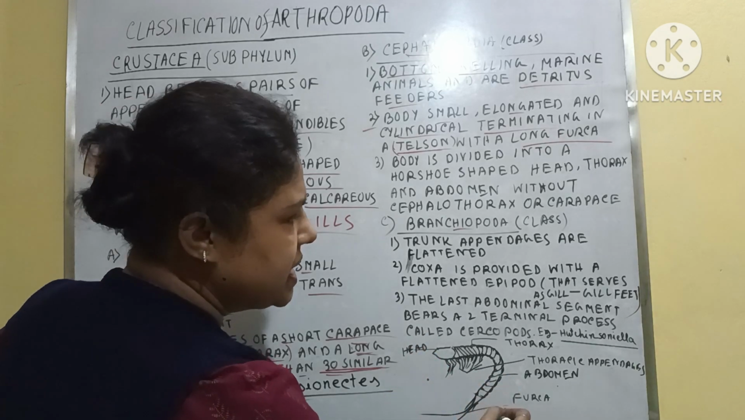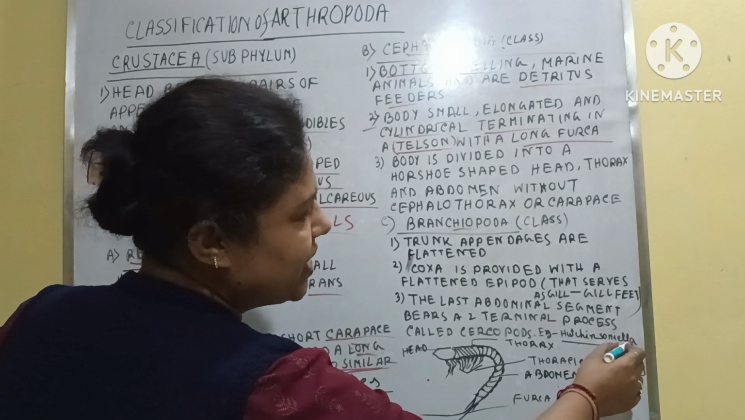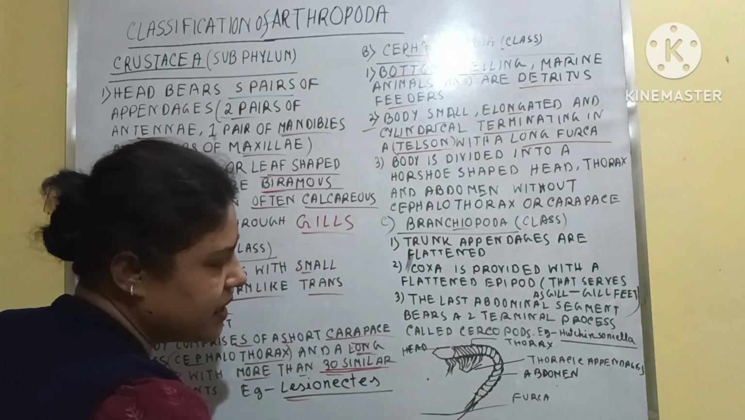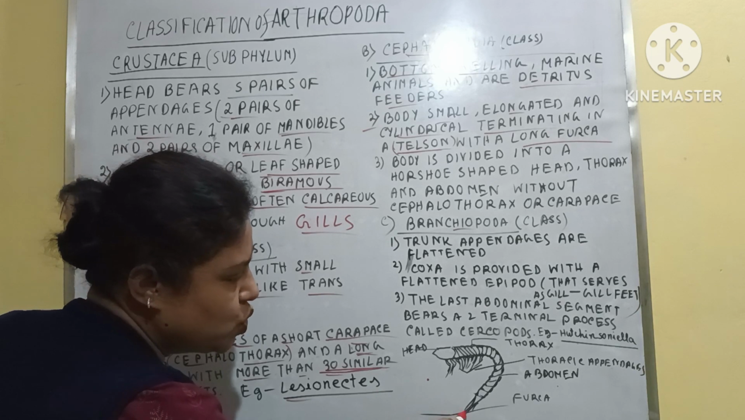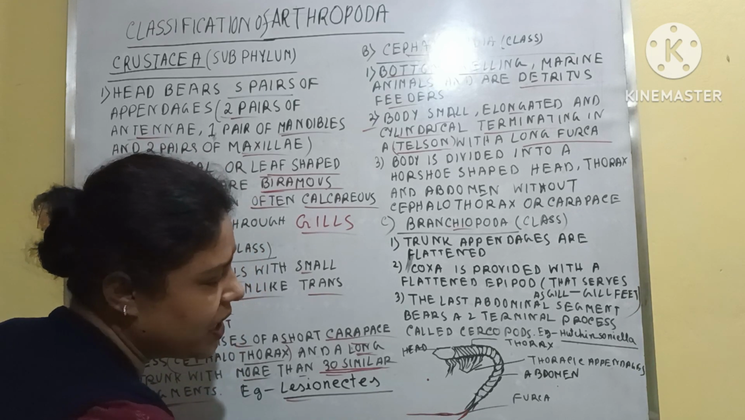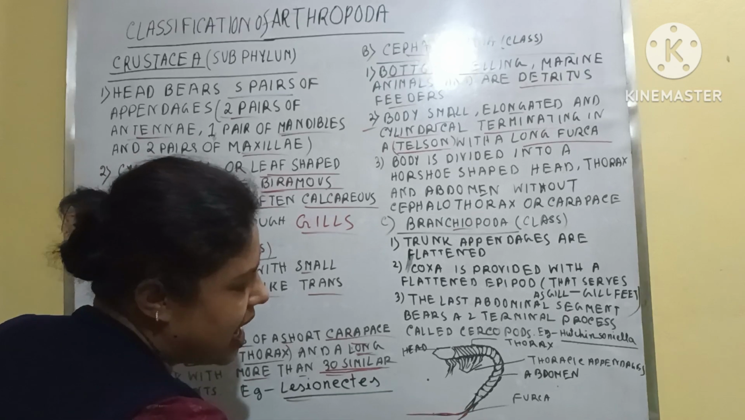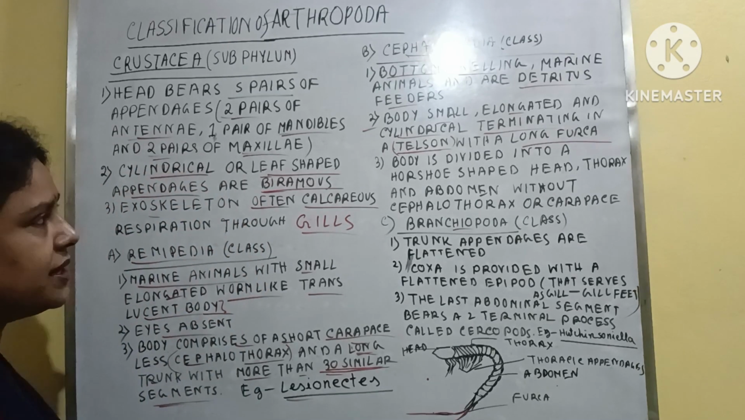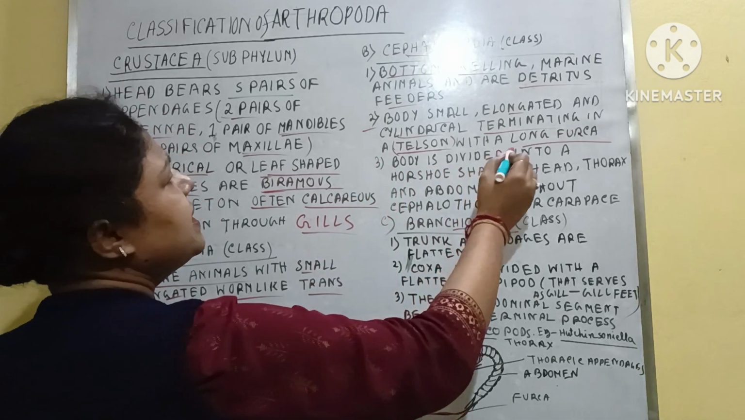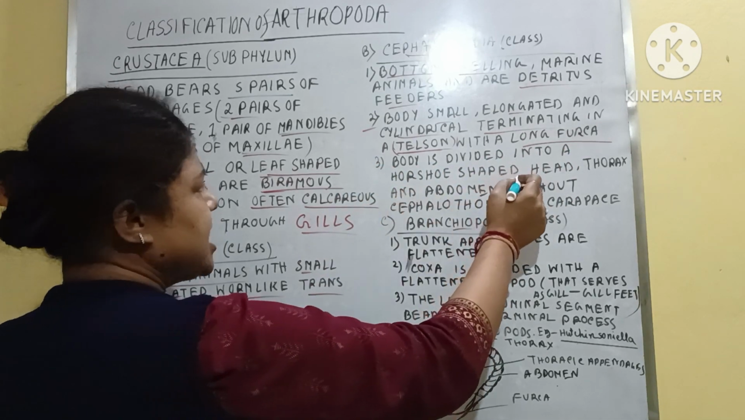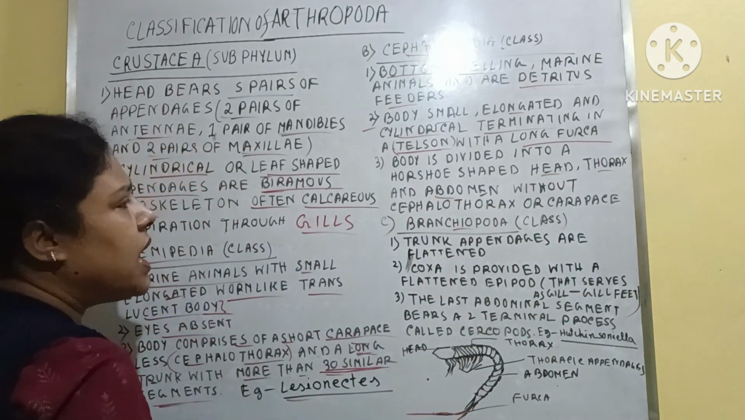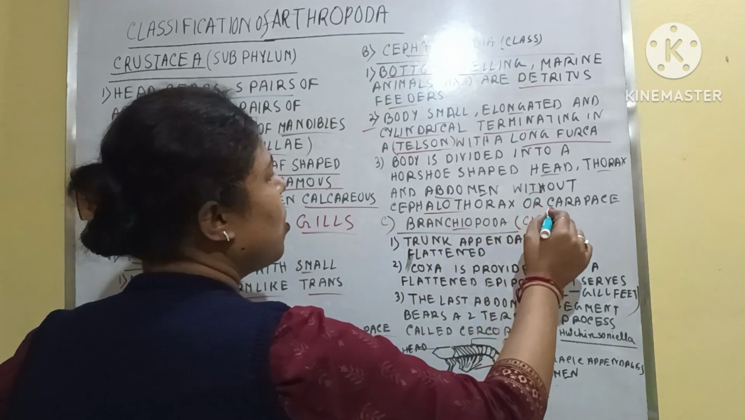The example is Hutchinsoniella. Okay, Hutchinsoniella. This is the species, and here you can see the 2 structural parts that arise from the telson, and these are called the furca. Clear? Third point is that the body is divided into a horseshoe-shaped head, thorax and abdomen, without cephalothorax or carapace.